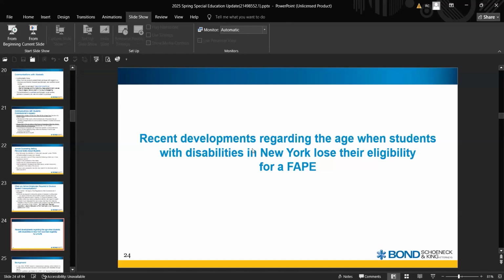But maybe even more importantly, you're making CSE decisions outside of CSE, without the parents there. And so if we have enough of a suspicion that a student might have a disability, refer them to CSE. Literally, the only extra thing you have to do is have a CSE meeting. Even if you find a student ineligible, you have taken care of your child find obligations by doing that.